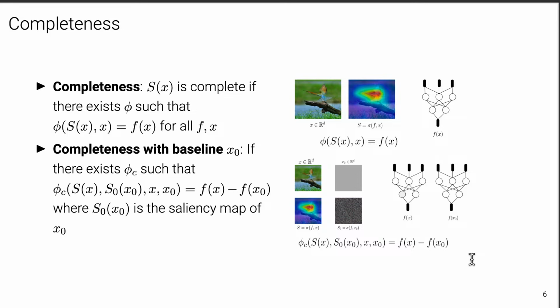Completeness with baseline basically says that we want to capture the fact that it is a generalization of the completeness property, and this is an example we have seen before. In addition to the model output, we are also going to give you a reference baseline and a saliency map of the reference baseline.